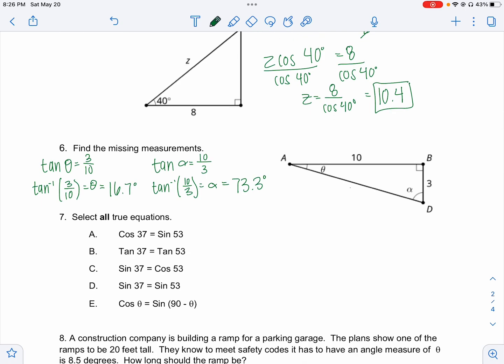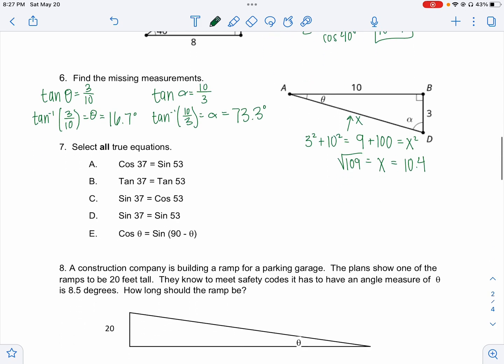To find the missing side length, we have two of them in a right triangle, so we're going to do the Pythagorean theorem. 3 squared plus 10 squared equals 9 plus 100, which equals x squared. We'll say that this side is x. So the square root of 109 is equal to x, which equals about 10.4 again.